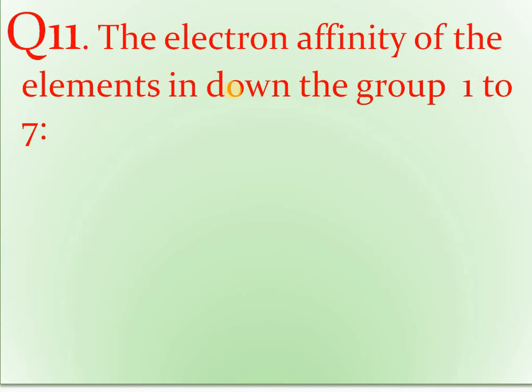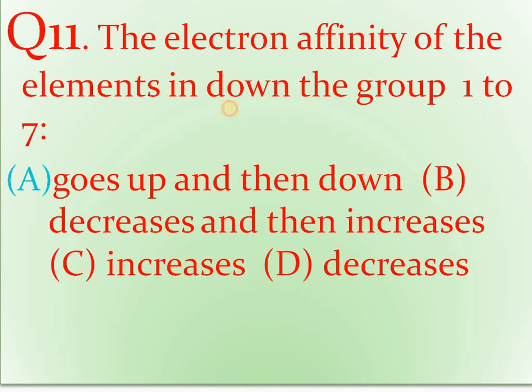Okay, next is electron affinity of the elements down group 1 to 7. Down means group 1, group 2, group 3. What is happening down the group? Electron affinity, you know that. Atomic size is increasing, electron affinity is decreasing.